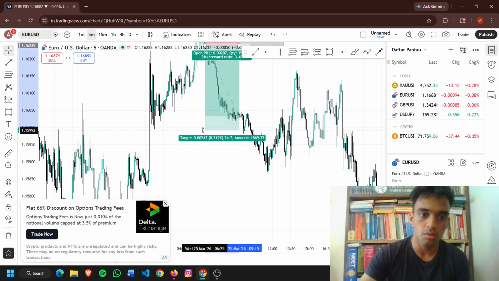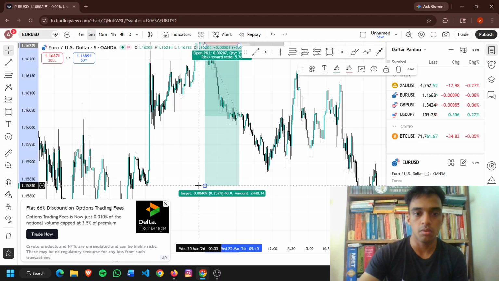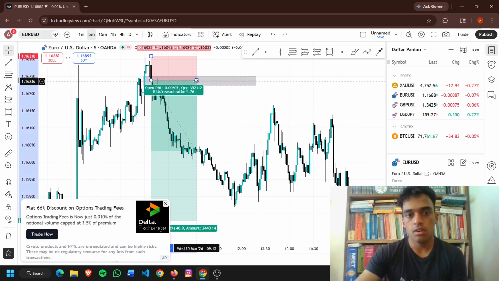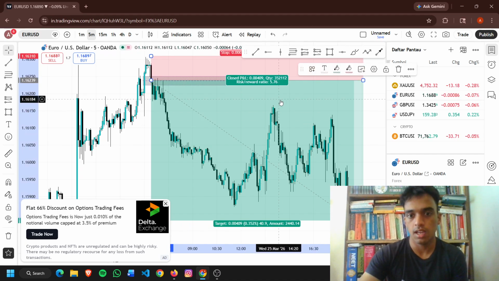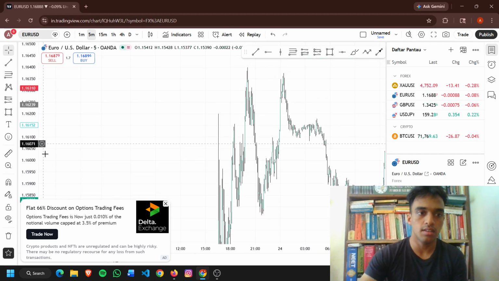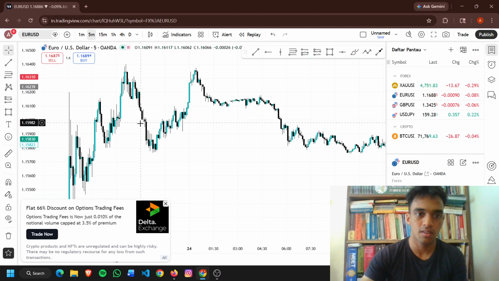This is a proper low. This is also a proper low. See, your trade got a proper target. See, it came up, but it came down again. Let's see more, guys.